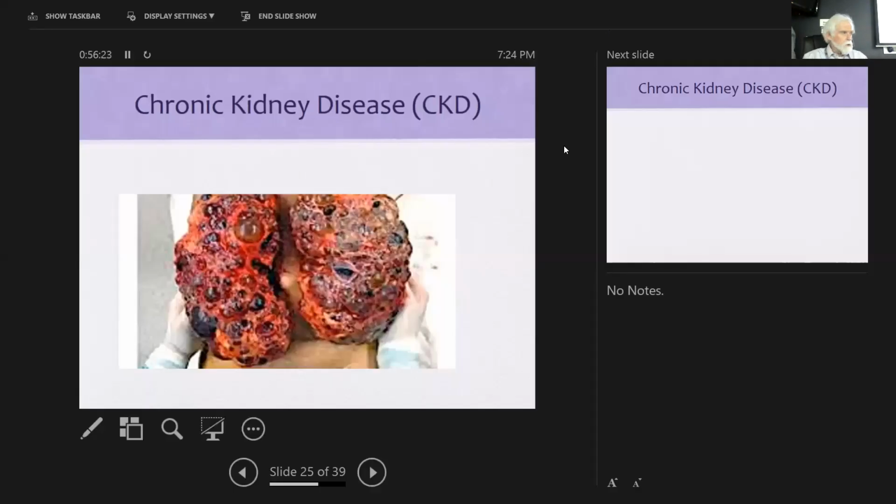This particularly unpleasant picture is what a very extreme case of chronic kidney disease can look like. You can imagine these kidneys are not functional. They're also quite swollen. We see two hands there. Generally speaking, your kidney is about the size of a fist. And these two are as big as a foot, at least. So it's a real mess.